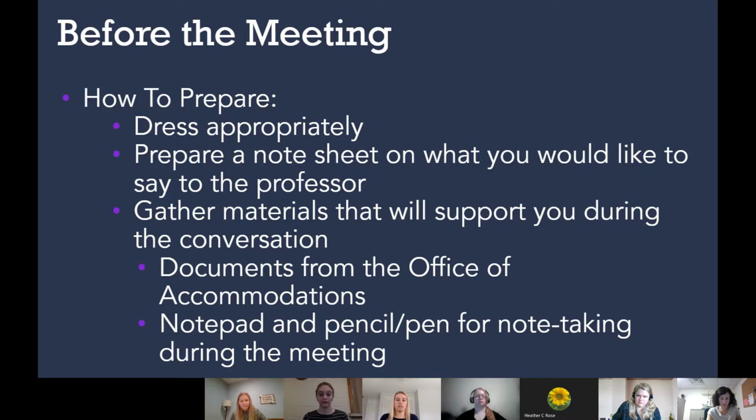Additionally, consider taking paper and pen or your laptop so that you can jot some notes down during the meeting. And then also go ahead and take any documents that you might need to provide them with, either from the Office of Accessibilities or any other documents that would be useful for them to have in order to help you succeed.